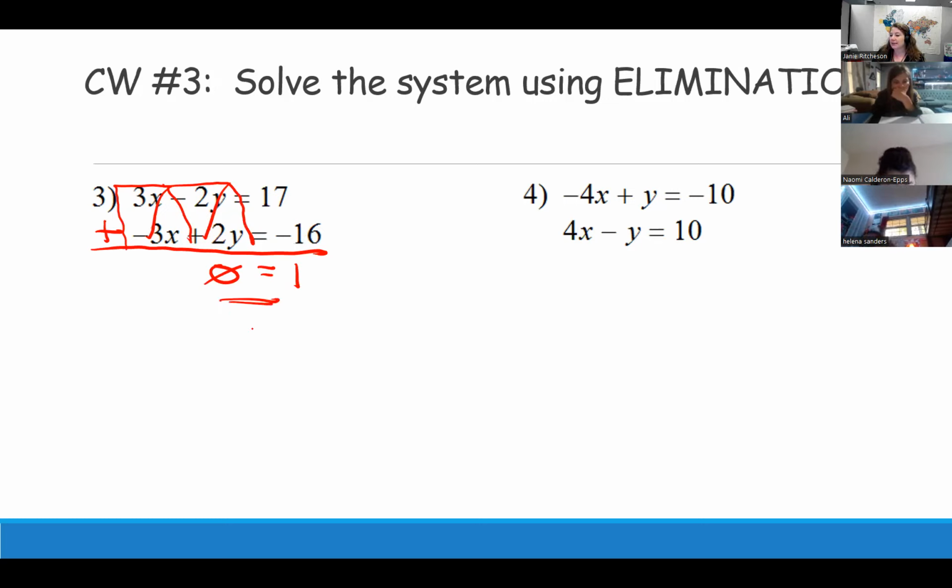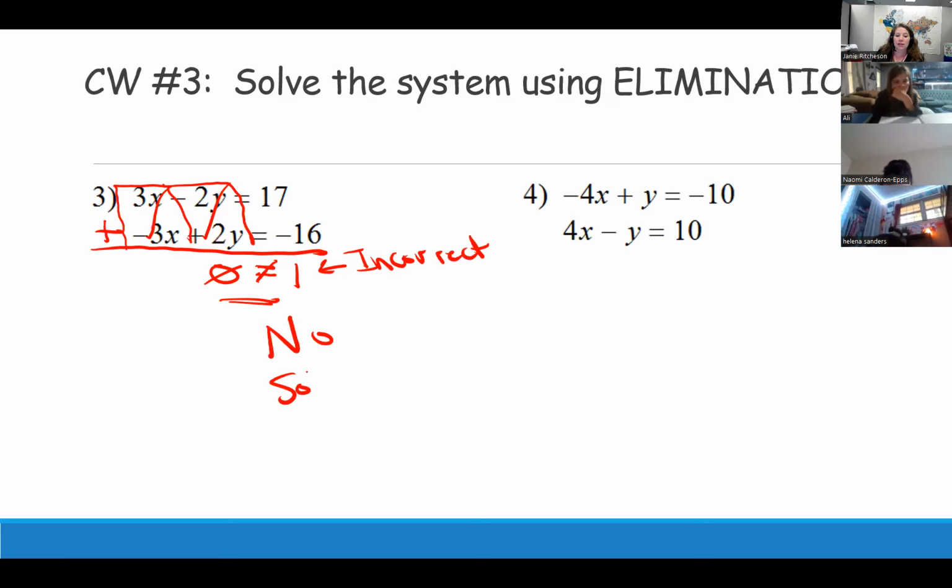Is that correct? If someone owes you $1 and they go, okay, I have $0, we're paid up, are you going to be okay with that? Well, no, because those are not equal. So if you come up with an incorrect statement, that means there is no solution, which basically means you're going to have 2 parallel lines. No solution.